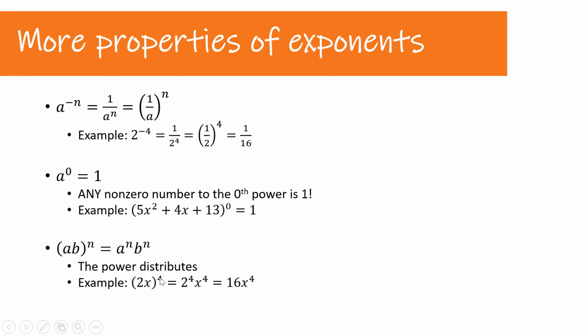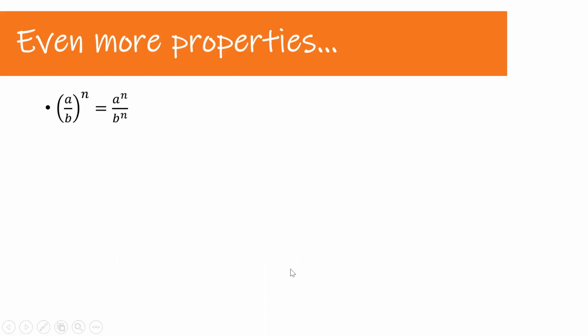So 2x quantity to the 4th, that 4 distributes to the 2, and the 4 distributes to the x. So you have 2 to the 4th times x to the 4th. 2 to the 4th is actually 16, so you have 16x to the 4th. Make sure you can practice these and you're familiar with them because they will make your life easier here. Another property is if we have a over b, so two numbers, a over b, all of that raised to the n, then our exponent just distributes. So we'd have a to the n over b to the n.